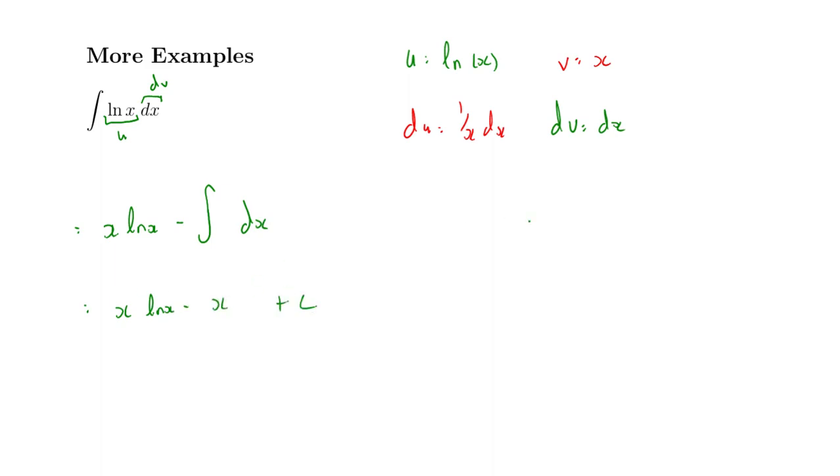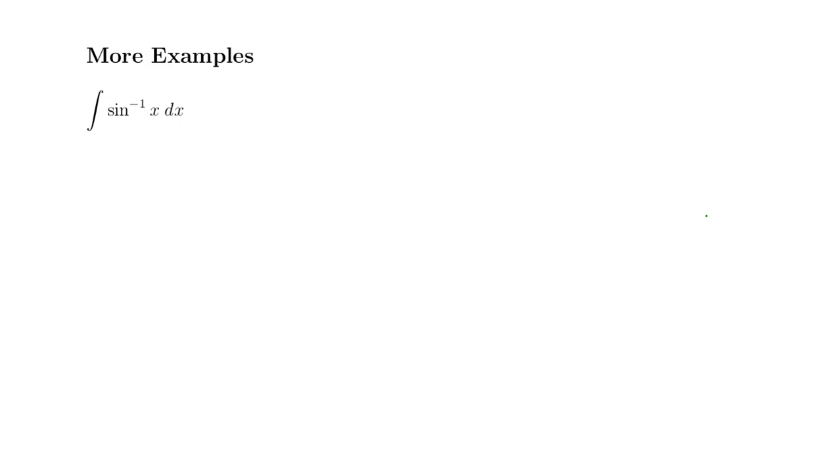So we can add this to our running list of functions that we know antiderivatives of. From here on out, we can say the antiderivative of the natural log function is x natural log of x minus x plus c. That's the family of antiderivatives. That's pretty good. Let's do the same thing here with this inverse trig function, this inverse sine.